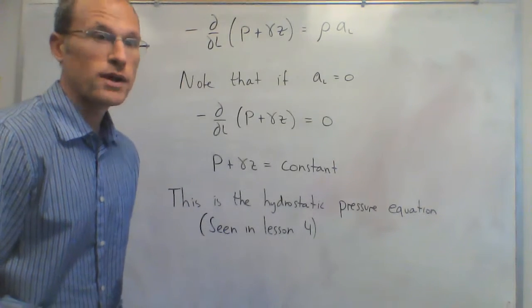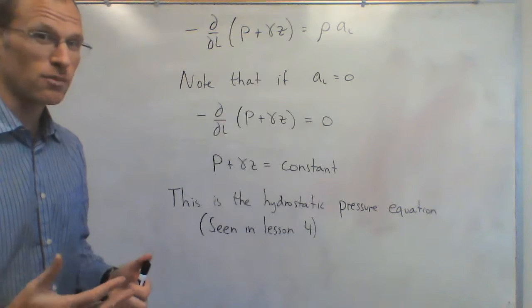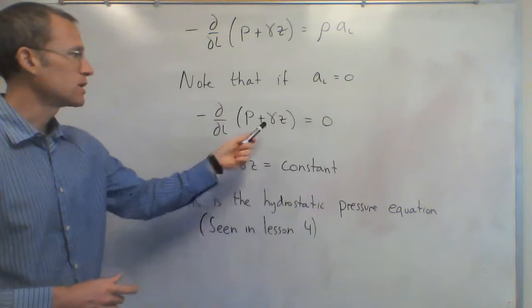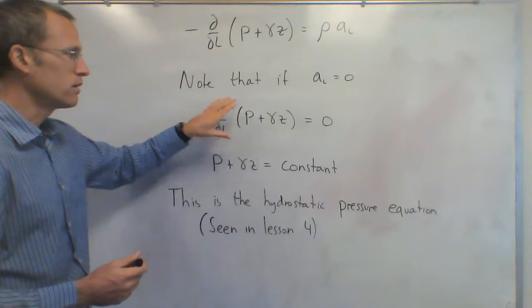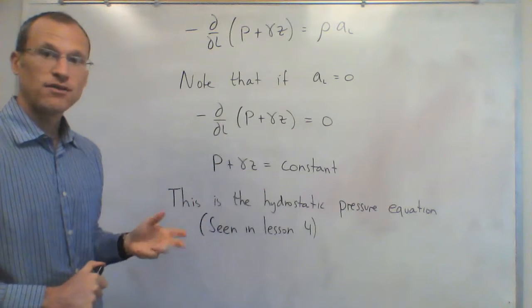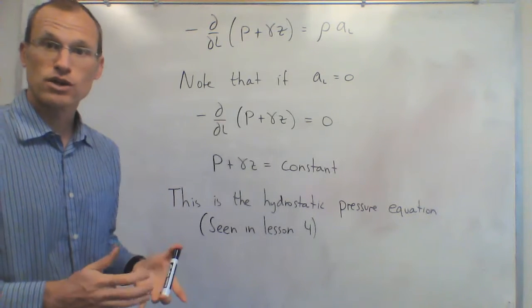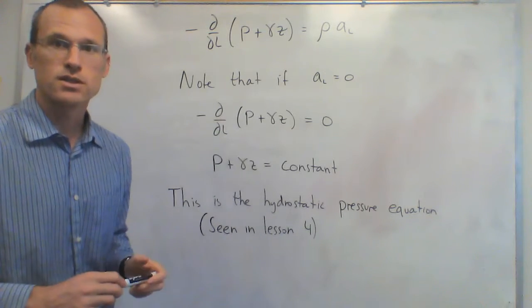One thing worth mentioning about Euler's equation is that if we have zero acceleration, so if the fluid's essentially not moving, the right hand side goes to 0, and we're left with the derivative of P plus gamma z is 0. Integrate that, basically the derivative goes away, the right hand side becomes a constant, so P plus gamma z is a constant. You may have seen that before, go back to lesson 4, that's exactly the definition of the hydrostatic pressure equation. So the nice thing about this is that if the fluid is not moving, it reduces to something we've seen before.